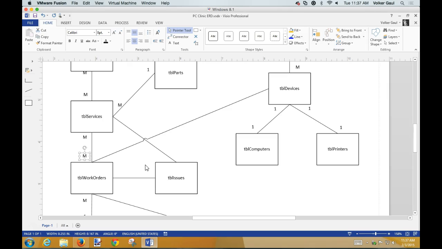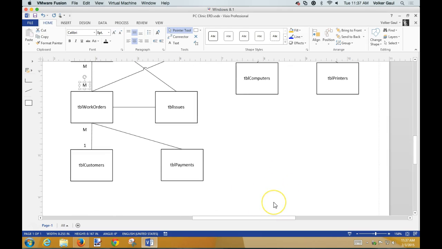Would work orders be before services, or does that not matter? What do you mean before? Well, in order to do a service, you should have a work order. True. And before I have any parts or even before I have work orders, I should have... The order doesn't make a lot of difference, but the connectivity will make a difference.